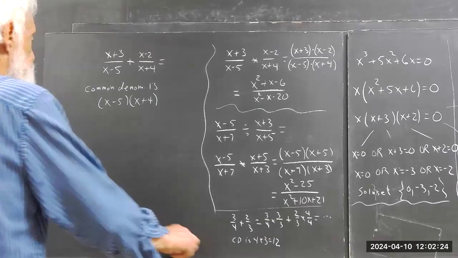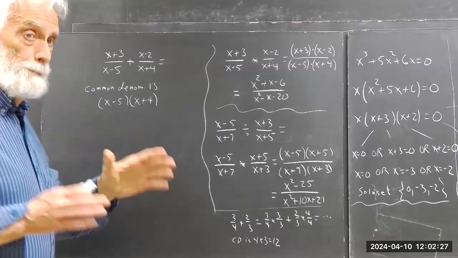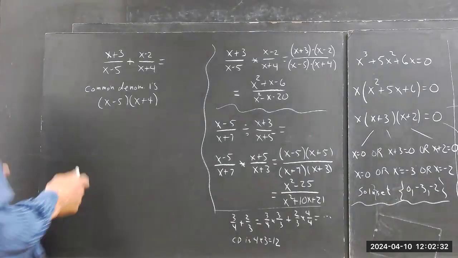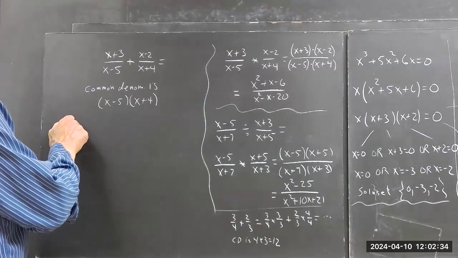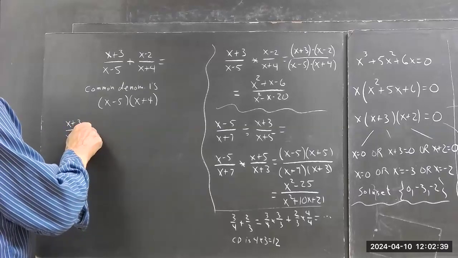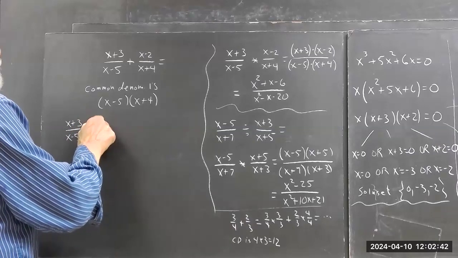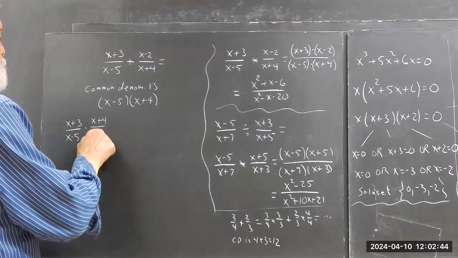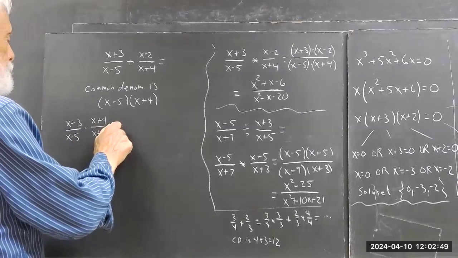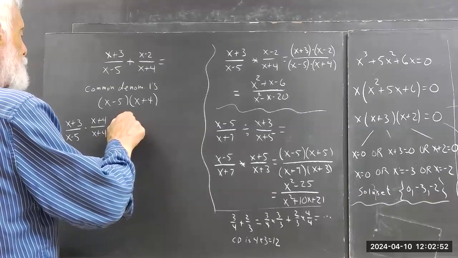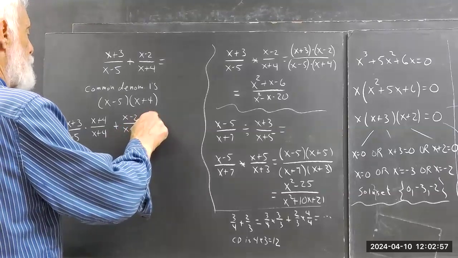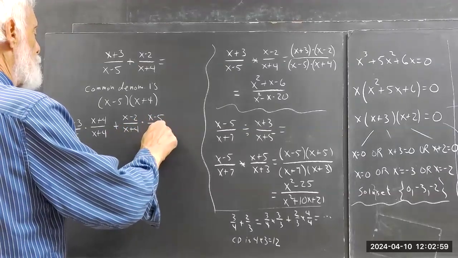Okay, so here's your common denominator. Now, people were able to make the right conjunction. Okay, so that was very good. We can write now x plus 3 over x minus 5, and we multiply that by x plus 4 over x plus 4, so that the denominator will come out x minus 5 times x plus 4. Now I've got x minus 2 over x plus 4. We multiply that by x minus 5 over x minus 5.